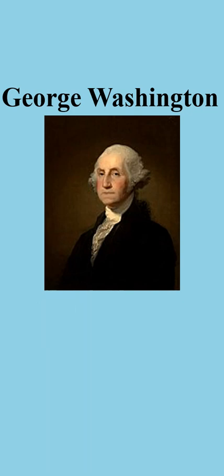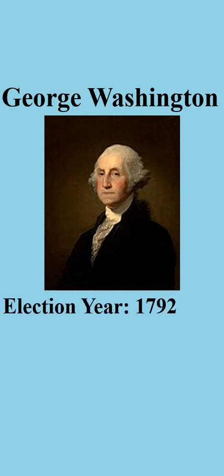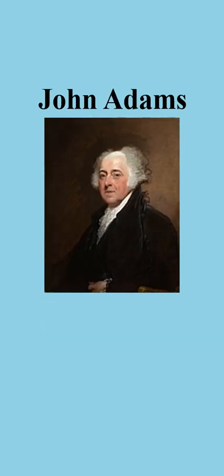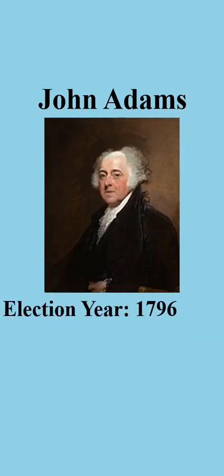The second presidential election was in 1792, and the winner was again George Washington. The result was 132 votes. The third election was in 1796. John Adams was the winner, and he was the second president of the US, and the result was 71 votes.